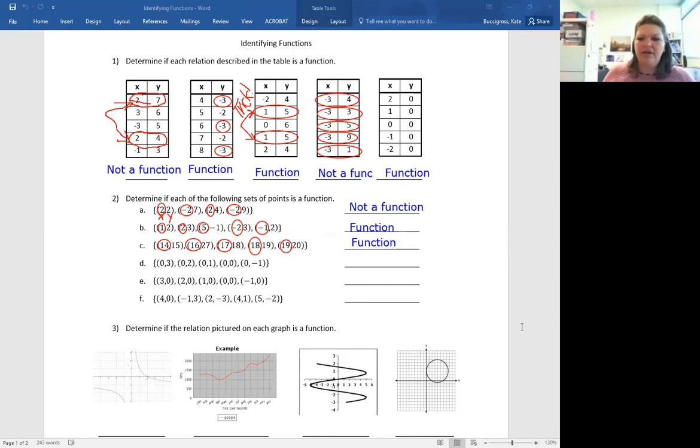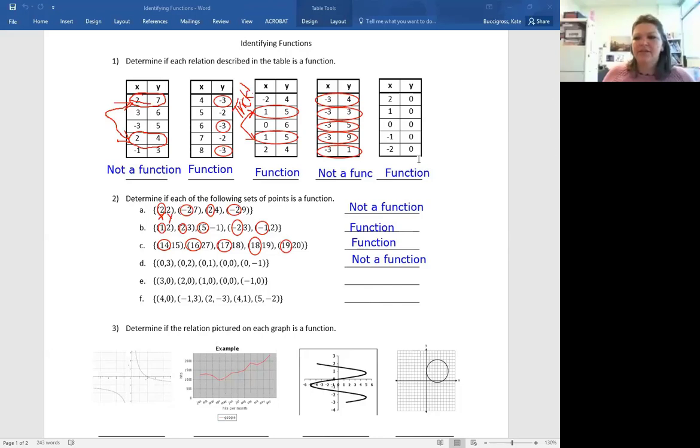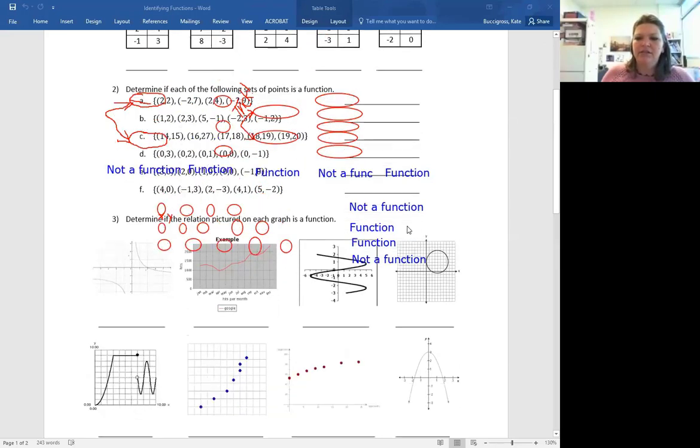Let's just do one more. How about D? What do you think on there? Function or not a function? Not a function. Justify your opinion for me as I type it correctly. That's not a function. The zeros are all repeating. Exactly. Look at those x zeros repeating, seeing all these different y's. Okay, great.